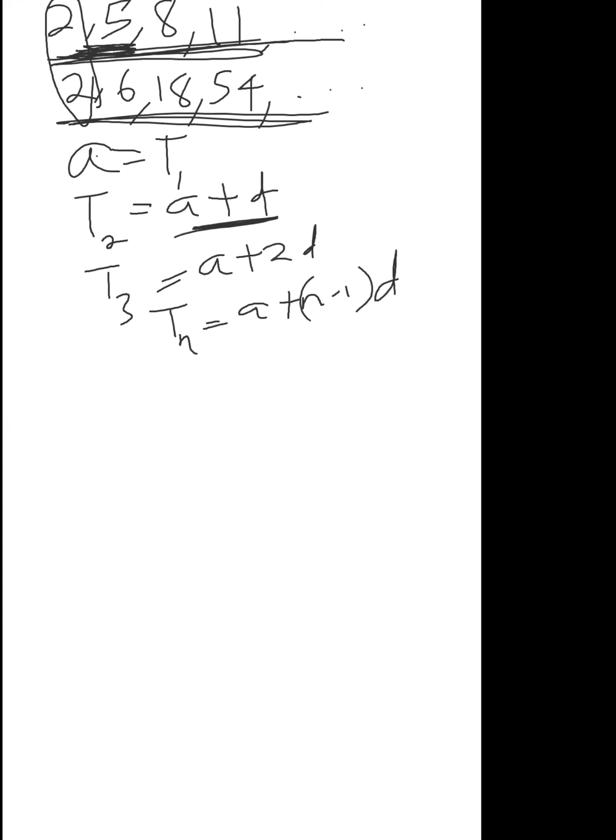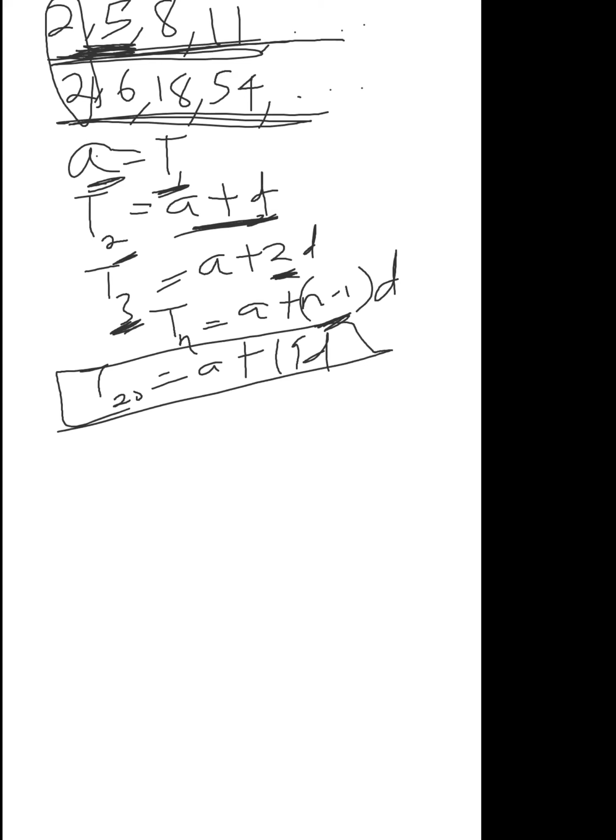N minus 1, because you realize that when you have 3 here, we have 2 here. When you have 2 here, we have 1 here. When you have T1, you have what? 0D. There's no D there. So you realize that the difference between what is outside there and what is inside there is usually 1. That's why we have N minus 1. So when you have T20, it will be what? A plus what? 20 minus 1, that's 19D. So that is the conclusion for that one.